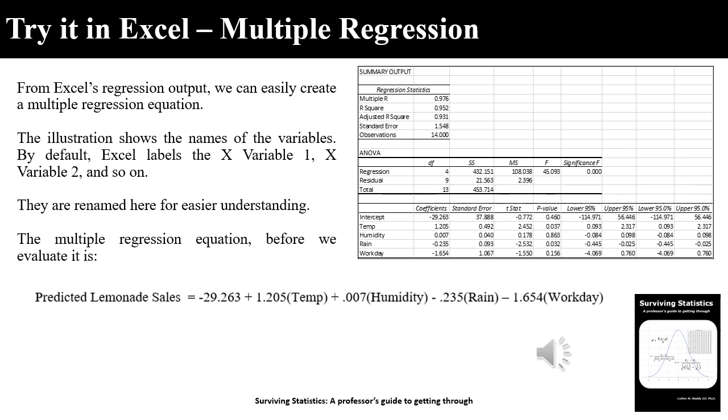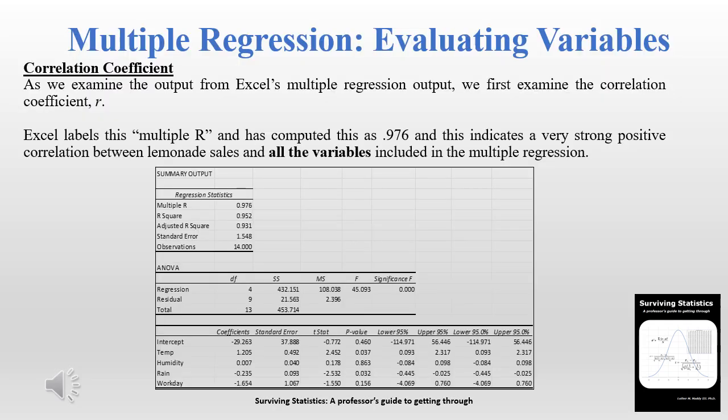Well, now let's go ahead and see how we would evaluate each of these variables to see whether all of them should be included in our multiple regression equation. All right, the first thing we evaluate in our multiple regression is the correlation coefficient, or R. Excel calls it multiple R, you will recall, but we see that it has computed a value of 0.976. That is a very strong positive correlation between all of the variables and how much lemonade we're going to sell.